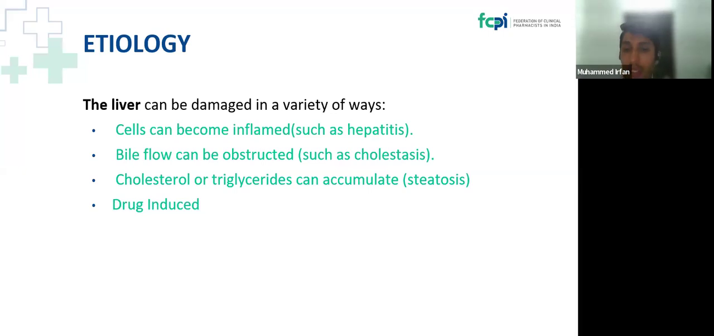Now we can look at the etiology, what is behind liver damage. The liver can be damaged in a variety of ways. Cells can become inflamed, such as in hepatitis, and bile flow can be obstructed, such as in cholestasis. Cholesterol or triglycerides can accumulate, and the term is steatosis. And next is drug induced damage.